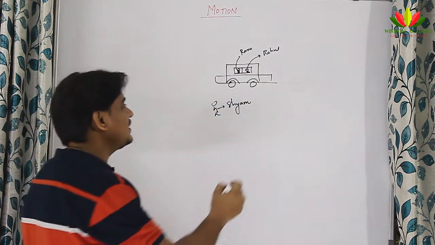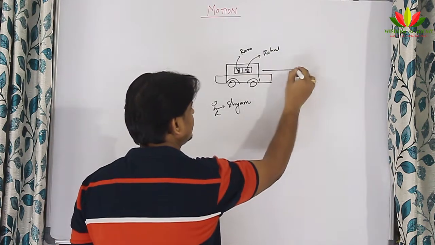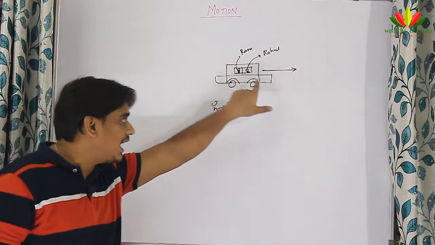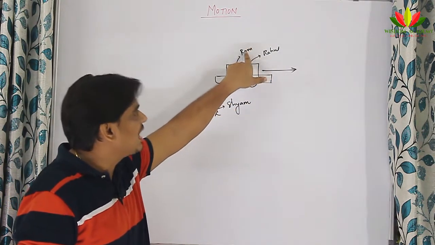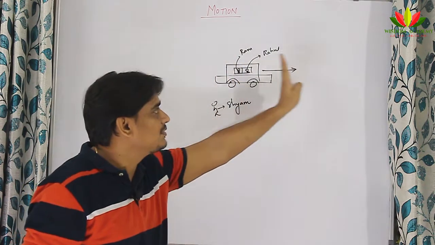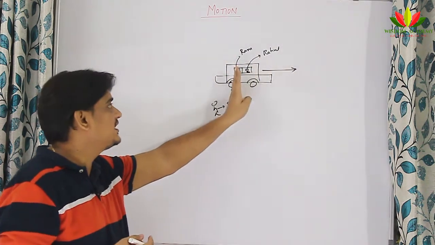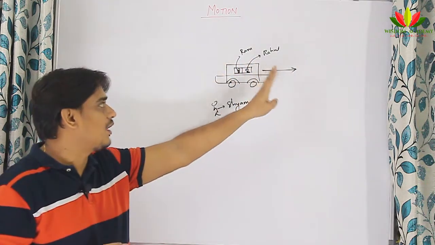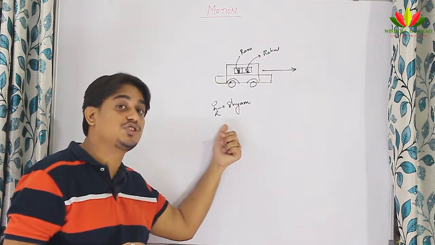Now, when the car is moving in this direction, for Shyam, this car is in motion, and Ram and Rahul are also in motion. The reason is that even Ram and Rahul are getting moved. They are changing their position with respect to time. Just like the car is moving, even Ram and Rahul are moving with respect to Shyam.